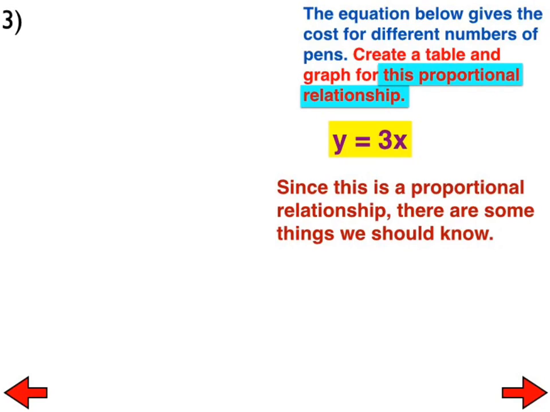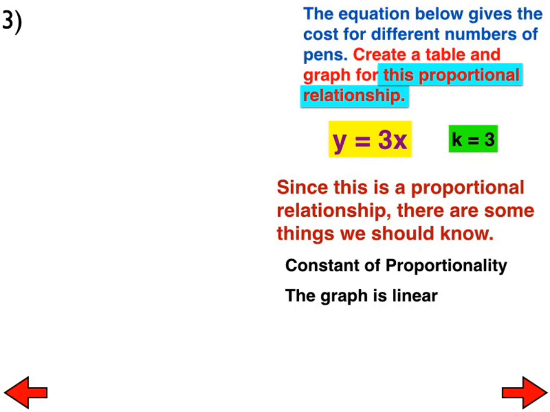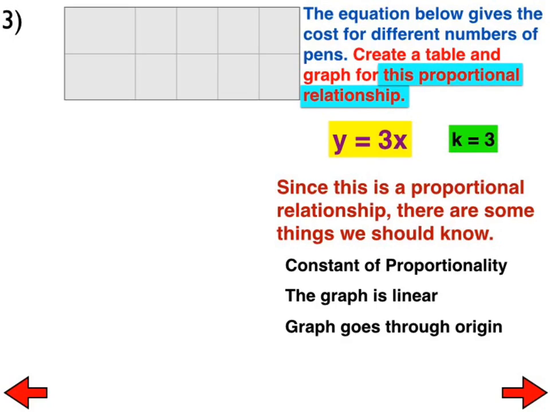Since this is a proportional relationship, there are some things we should know. We should know what the constant of proportionality is. Who can tell me what the constant of proportionality is from that equation? It should be obvious. It's k equals 3, because the equation is y equals 3x. We should know that since it's a proportional relationship, it's going to be linear. It's going to be a line. And we should also know that it's going to go through the origin. These are all things we should know if we know that we have a proportional relationship.